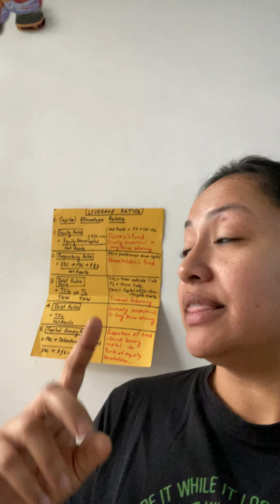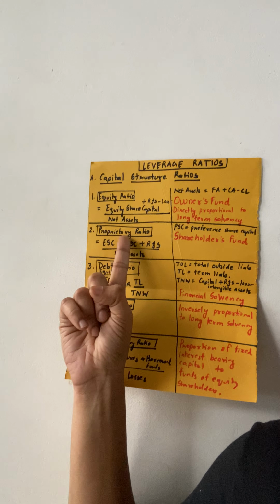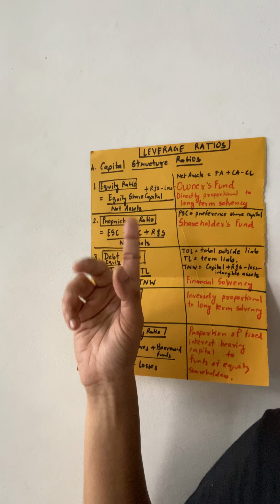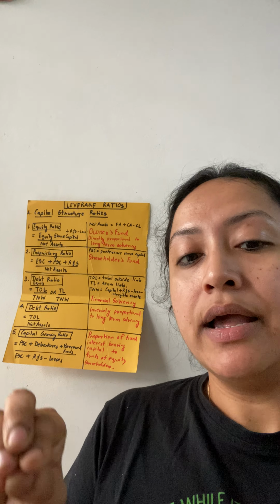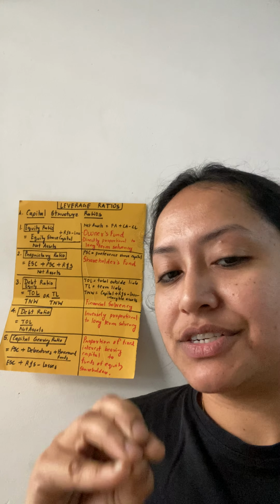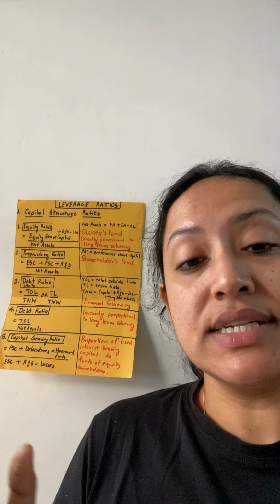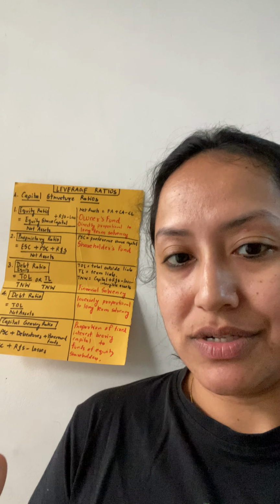The second one, that brings us to the second ratio, which is the proprietary ratio. This ratio in the numerator not only takes into account the equity share capital, it also takes into account the preference share capital. So the formula of proprietary ratio is equity share capital plus preference share capital plus reserves and surplus, which is usually excluding fictitious assets and losses, divided by the net assets. So it tells you how much of the net assets have been funded by the shareholders.